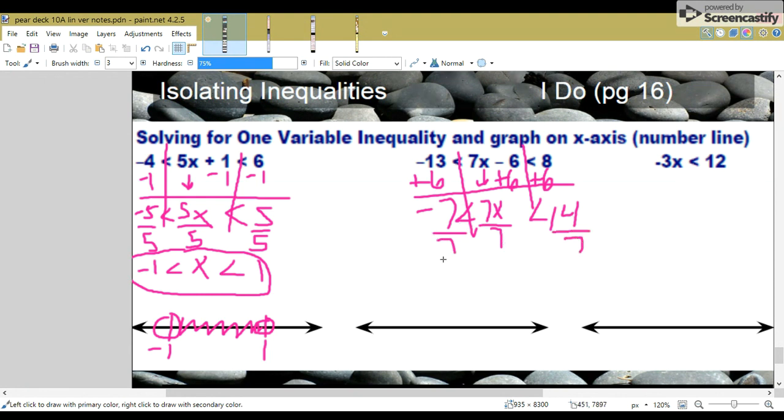Negative 7 divided by 7 is negative 1. Carry down your less than sign. 7x divided by 7 is x, 1x. Bring down your less than symbol. 14 divided by 7 is 2. So your solution is negative 1 is less than x is less than 2. So our number line, let's create 2 holes. Label the left one negative 1. Label the right one 2. X is in the middle, so we're going to shade the middle part.